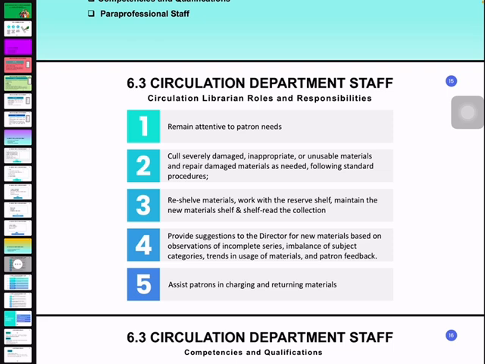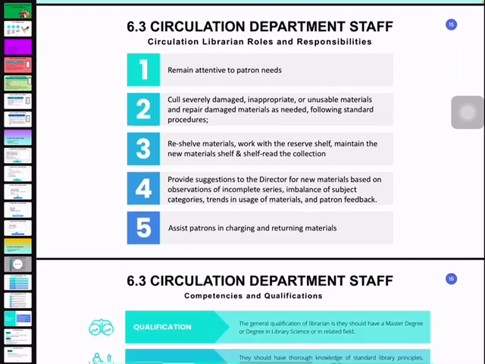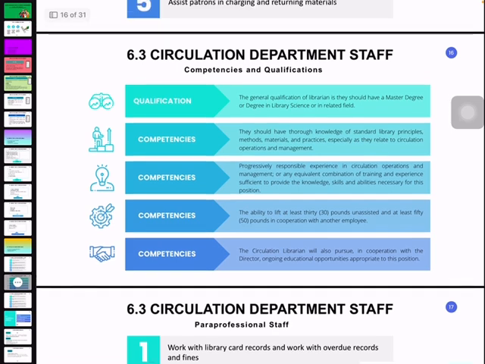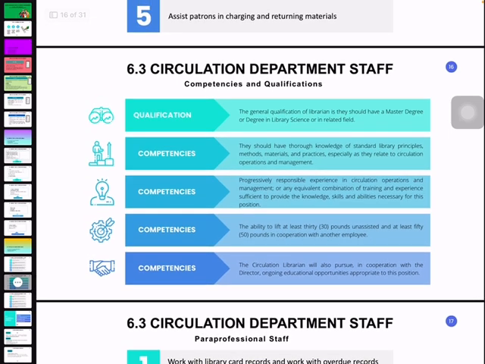Another responsibility is to assist patrons in charging and returning materials. Kena bantulah pengguna macam mana nak pinjam dan pulangkan bahan. Okay, now, qualification of librarian. It should be a master's degree or degree in library science or in a related field.